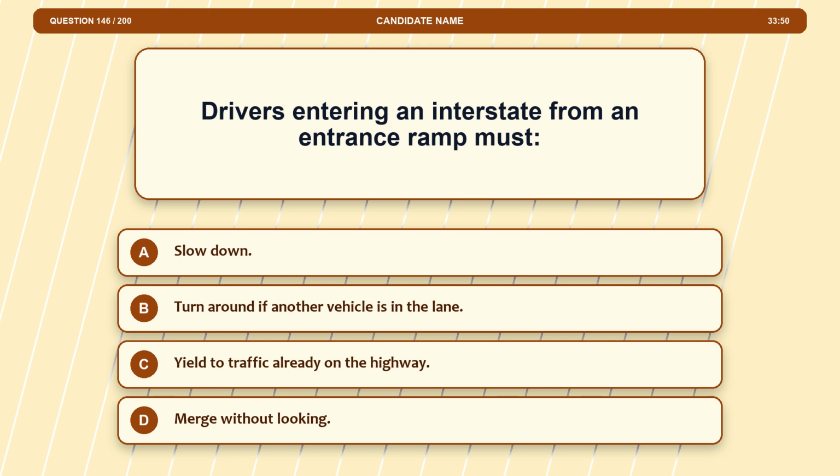Question 146. Drivers entering an interstate from an entrance ramp must: Option A, slow down. Option B, turn around if another vehicle is in the lane. Option C, yield to traffic already on the highway. Option D, merge without looking.